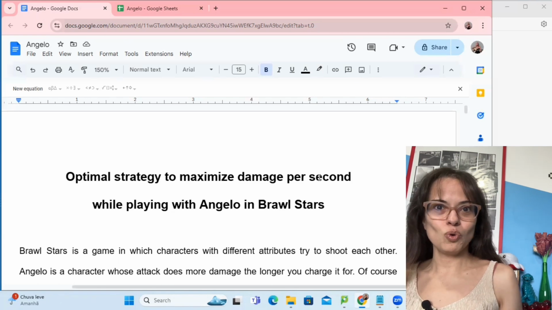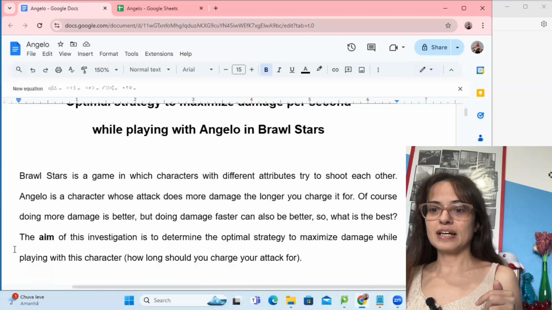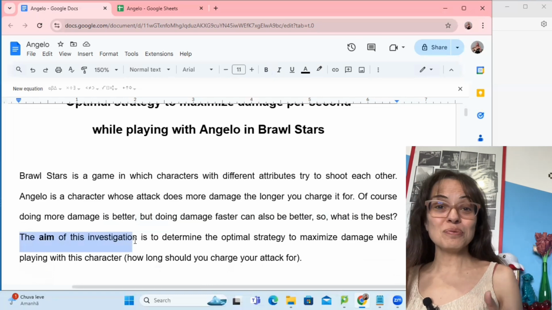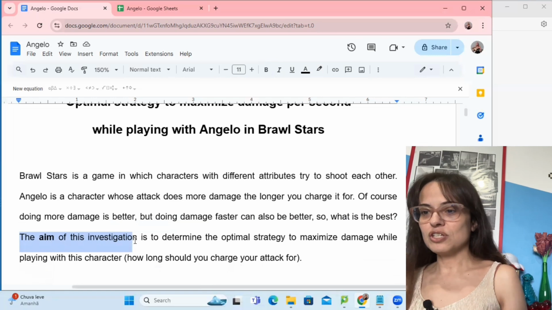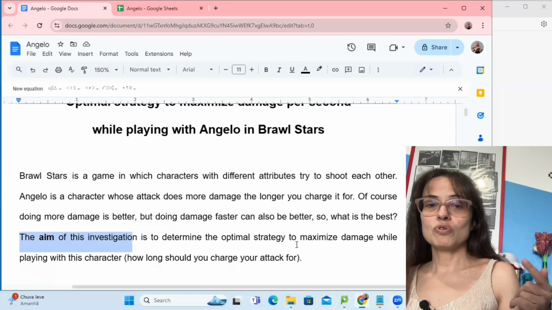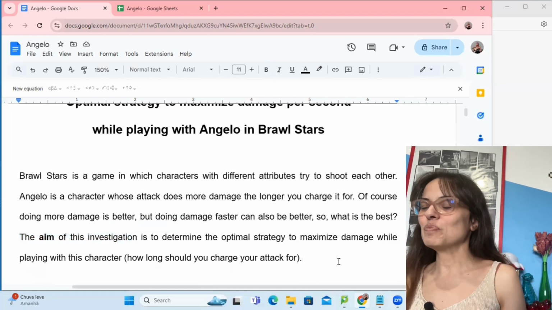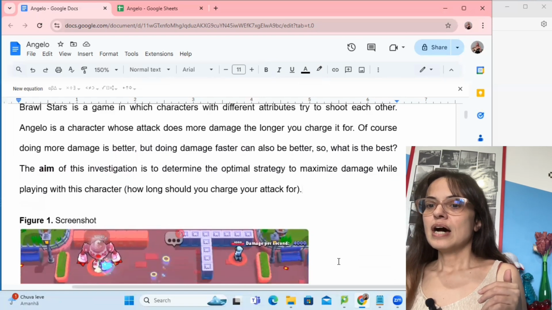Just speak normally. Much more important than that, I realized I had neglected to write down the aim of the investigation. So that is super important. If you don't do that, you automatically lose something in organization. So the aim of this investigation is to determine the optimal strategy and so on. Notice also that my text is double spaced right now. It looks so much better. I didn't change the font. I just double spaced it.